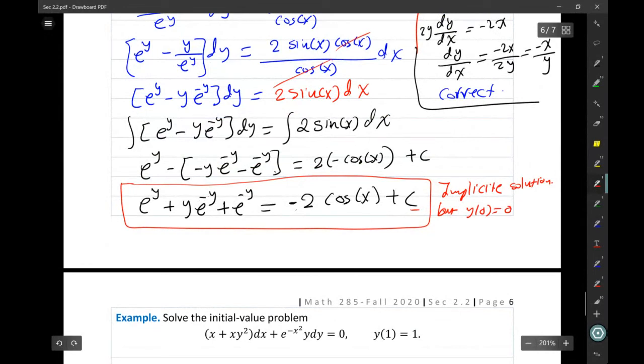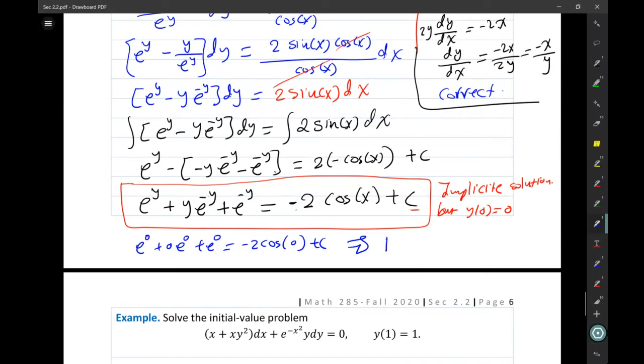And then instead of each x, also 0. So that becomes e to the power 0 plus 0 times e to the power 0 plus e to the power 0, which equals minus 2 cosine 0 plus c. e to the power 0 is 1, 0 times that goes away, plus e to the power 0 is 1. Cosine of 0 gives me 1 times minus 2, so minus 2 plus c. Now 2 equals minus 2 plus c, which means c equals 4.